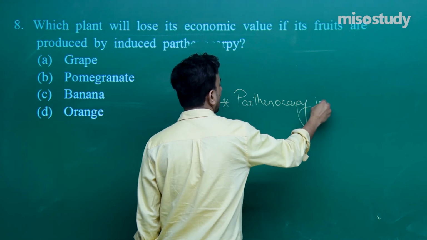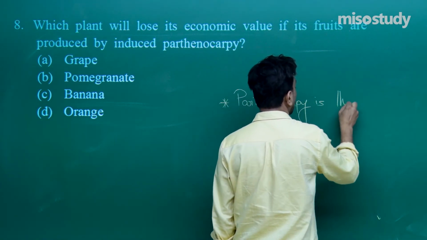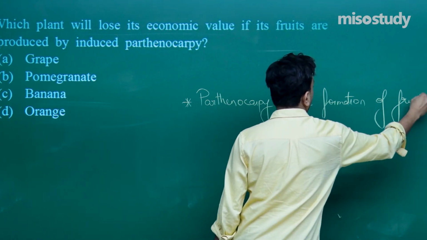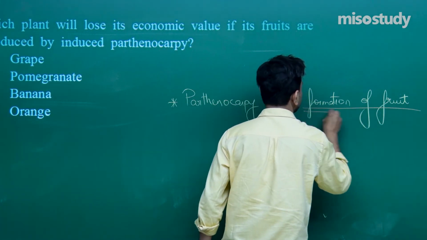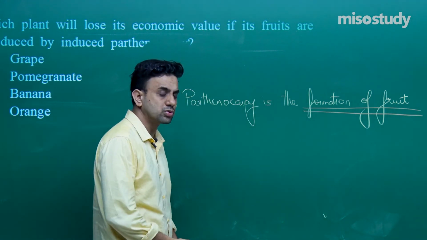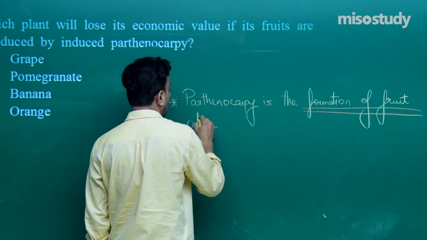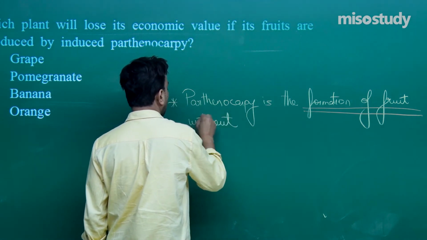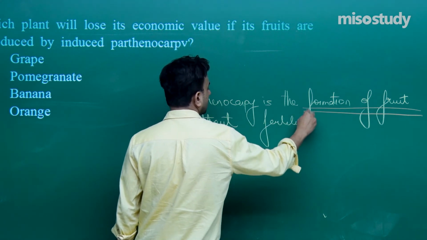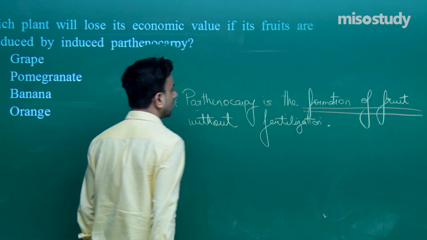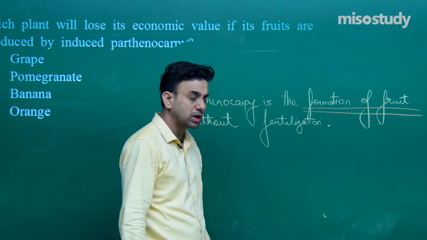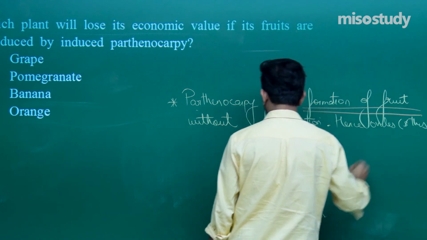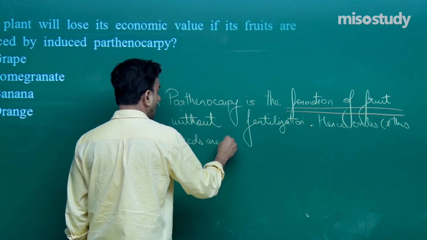Parthenocarpy is the formation of fruit without fertilization, hence ovules and thus seeds are not formed.